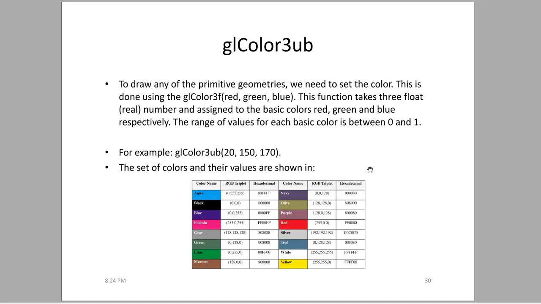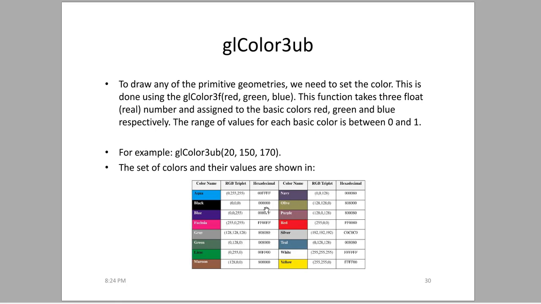Okay, about colors. How do you use color in OpenGL? In color also we have 2 or 3 different types of functions to define color. So we need to set a color. If you don't set any color in the beginning, the default color is black. So it will draw something black on the screen, but we can change the color by using functions.